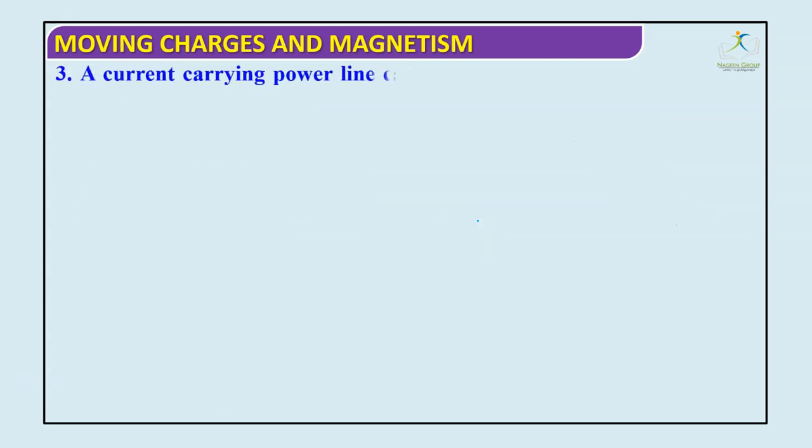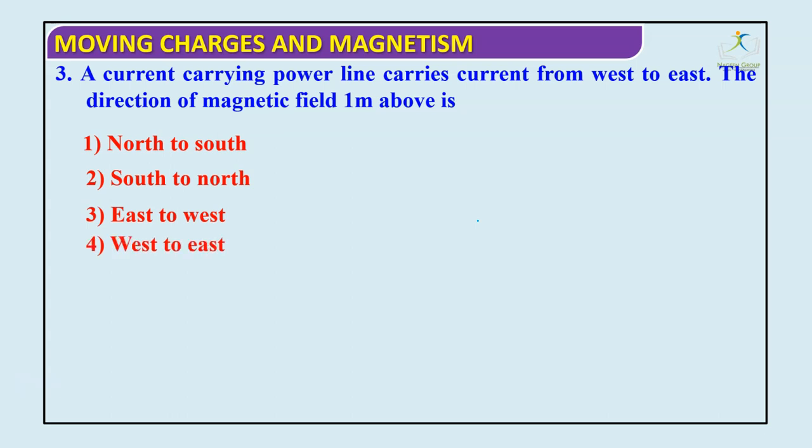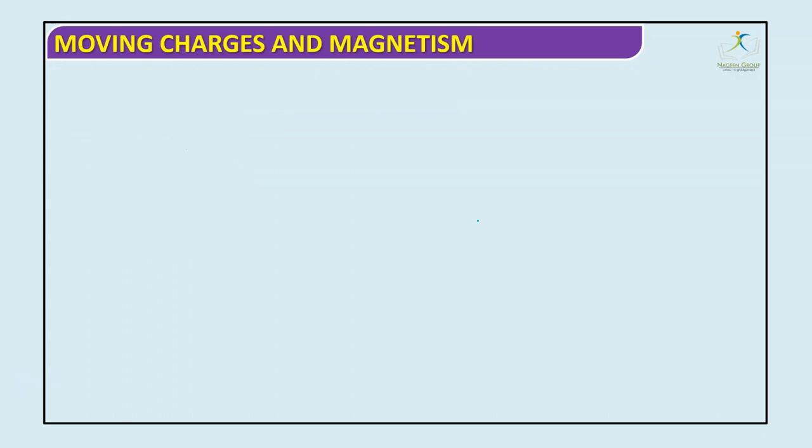Next question we have: a current carrying power line carries current from west to east. The direction of the magnetic field 1 meter above is north to south, south to north, east to west, or west to east. The correct answer for this question is north to south.